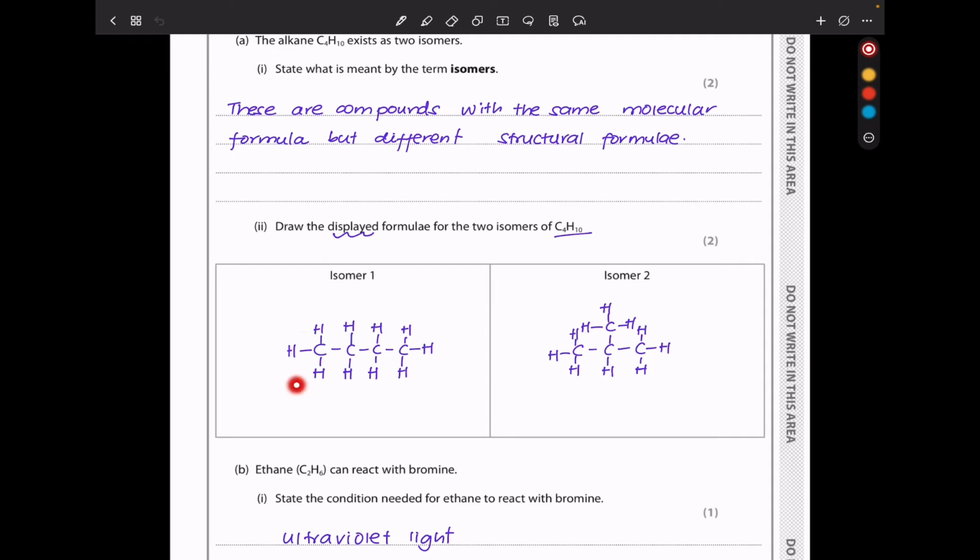Remember, they say displayed, so this is the displayed formula. Or it could be that 1 carbon branches off from the end and is positioned on the mid carbon here to create a 2-methyl. So this is going to be the other structure.